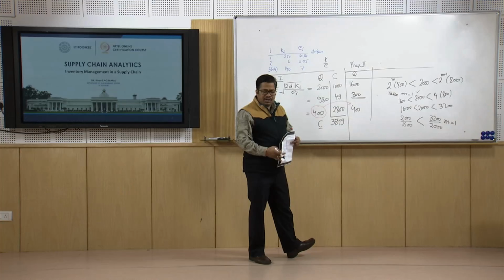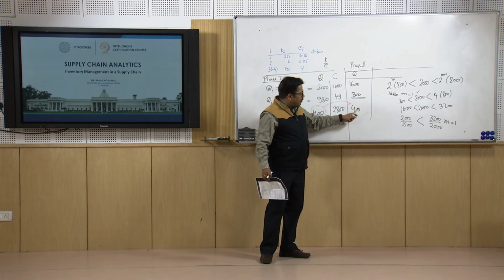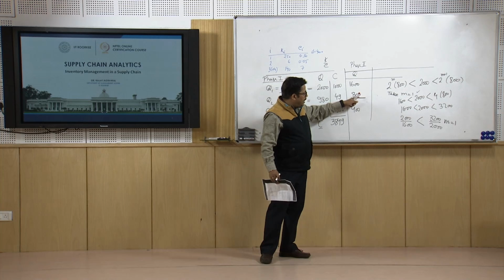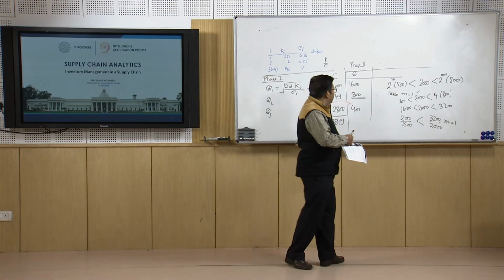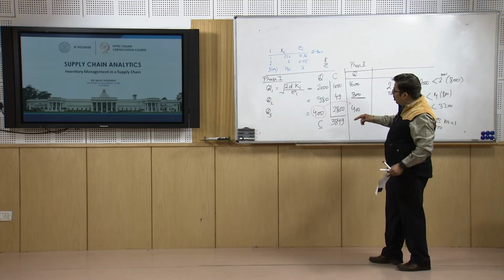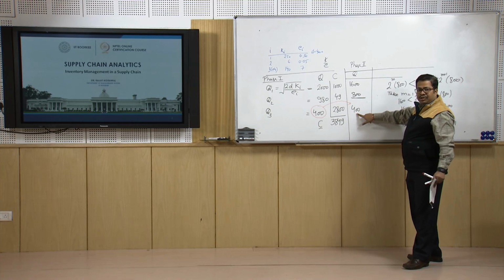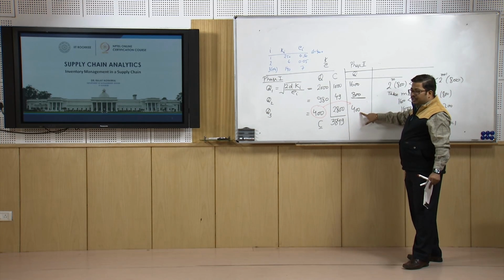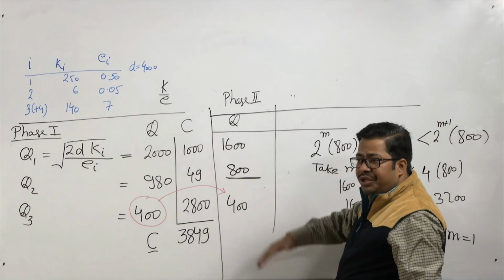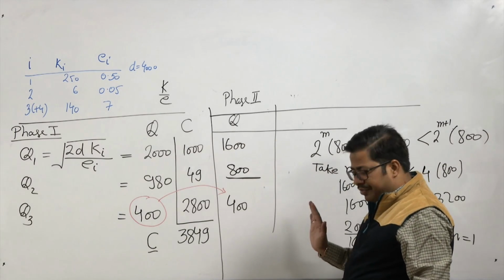So these are the new values of Q1, Q2, Q3. 400 is the Q3, 800 is Q2, and 1600 is your Q1, and these values follow the condition that Q1 equals 4 times Q3, and Q2 equals 2 times Q3, and the issue of consistency is very well handled here.